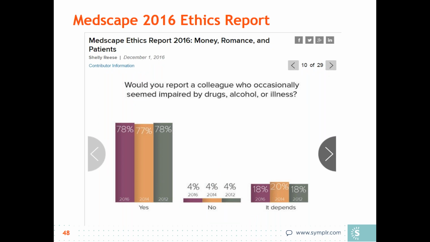There's really been very little change between 2016, 2014, and 2012, little change over the years. A large majority of physicians said that they'd report an impaired colleague, noting the importance of patient safety. Many of them said that they would only report a colleague after individually approaching him or her first. And some even said they'd try to get them help, and others even said that they would warn them in advance that they planned to report.